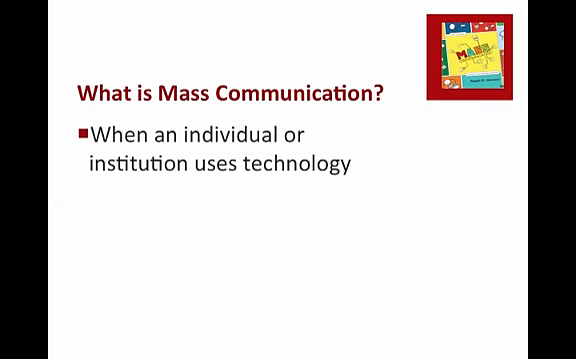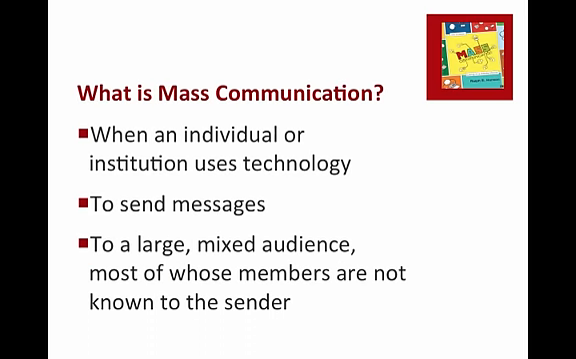So what is mass communication? It's when an individual or an institution uses technology, so that's a real key to it. Mass communication is always going to involve some form of technology. They use that technology to send messages, and the audience is made up of members, most of whom are not known to the sender. So this is key. Most of the time in mass communication, the person sending out that message is not going to know the people in the audience. They might know some of them, but they certainly won't know a majority of the people in the audience.